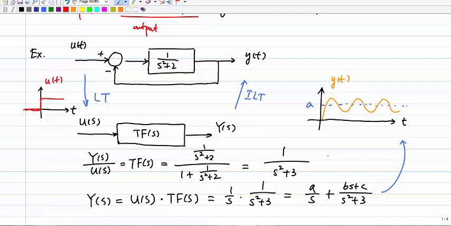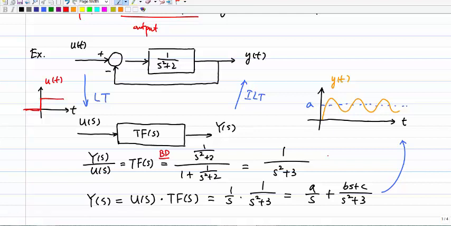In order to calculate the output, since stability talks about the property of the output, let's first compute the transfer function. After I figure out the transfer function, I can compute the output. The transfer function is Y(s) divided by U(s), equal to T(s). We can use the block diagram property for a unit negative feedback. So it's 1 over s squared plus s, divided by 1 plus 1 over s squared plus 2. Once we simplify, it's 1 over s squared plus 3, so that's my transfer function.